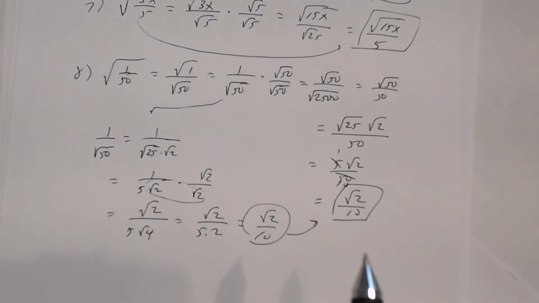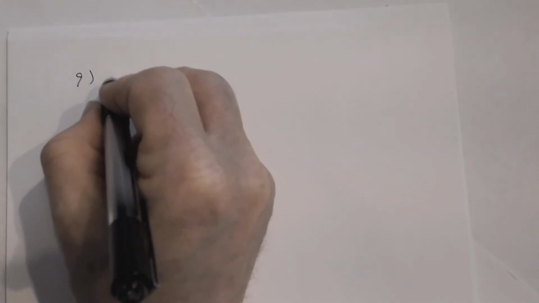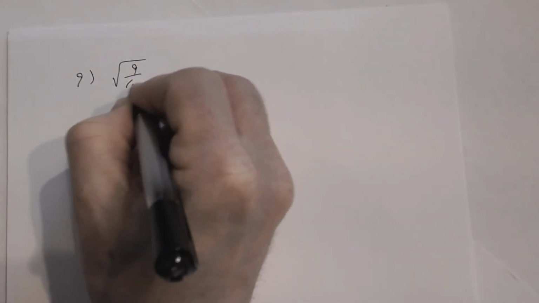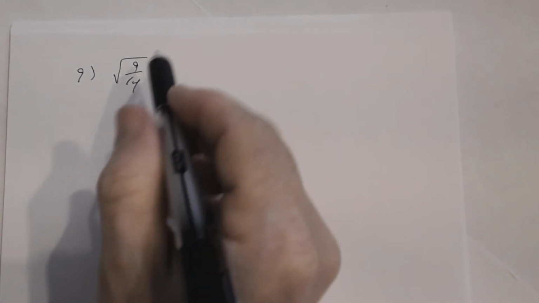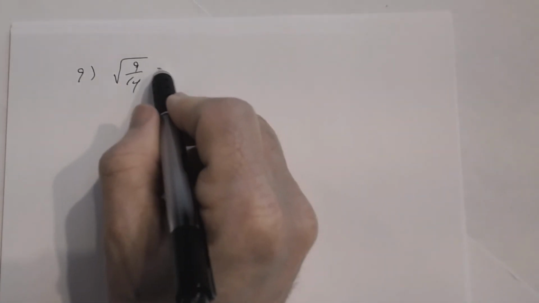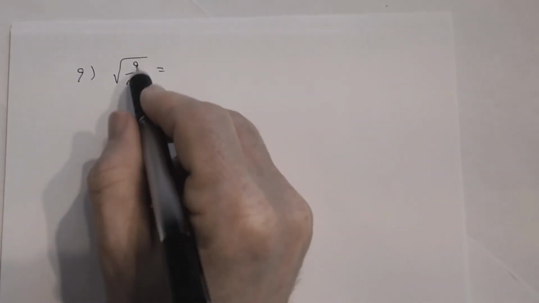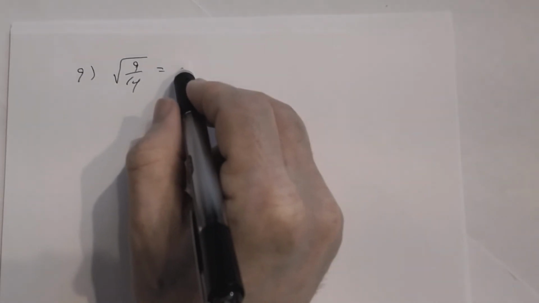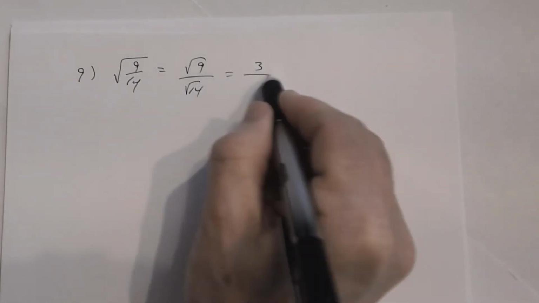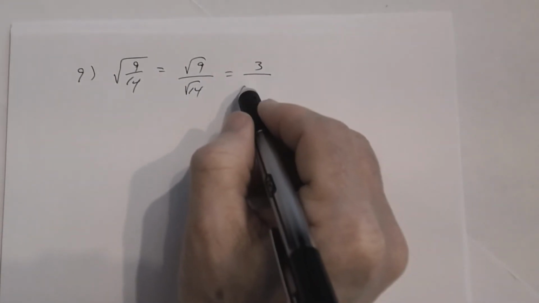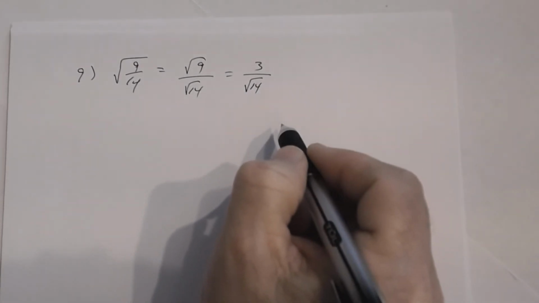Okay, let's look at number 9. So number 9, let's suppose we had the square root of 9 divided by 14, okay? And so let's go ahead and use the quotient rule because I cannot simplify 9/14. So it'll be the square root of 9 divided by the square root of 14, right? Now notice the square root of 9 is 3, so that's nice, right? But the square root of 14, I gotta rationalize that denominator.